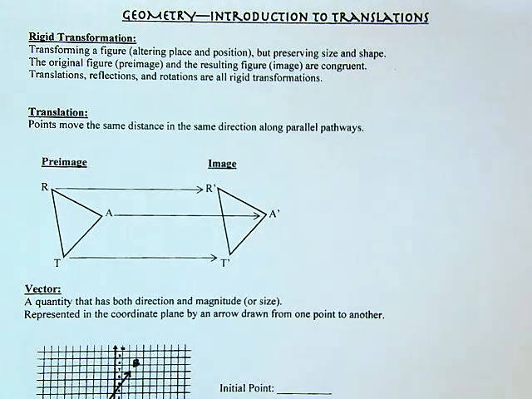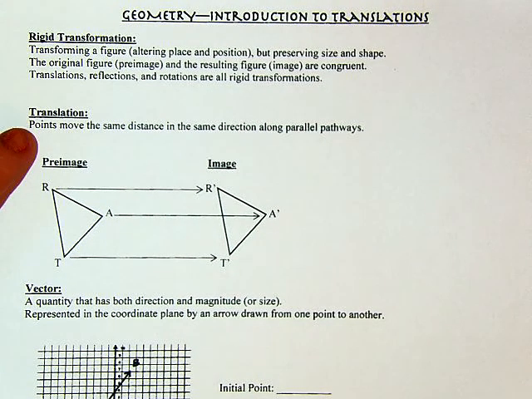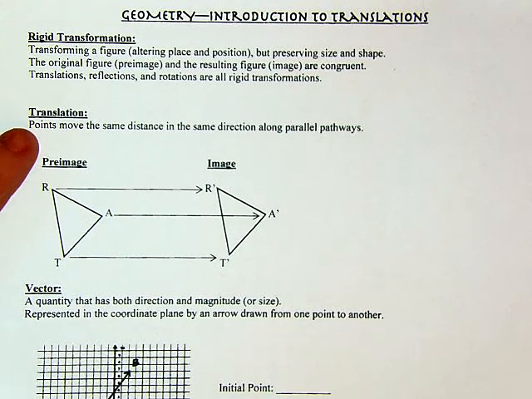Okay, the three rigid transformations that we're going to cover in geometry, we're going to start with the translation, and then we're going to tackle the reflection and the rotation as well. So those are the three rigid transformations, because while we alter the place and position, the figures are still congruent. All right, so starting off with the translation. So here points move the same distance in the same direction along parallel pathways.